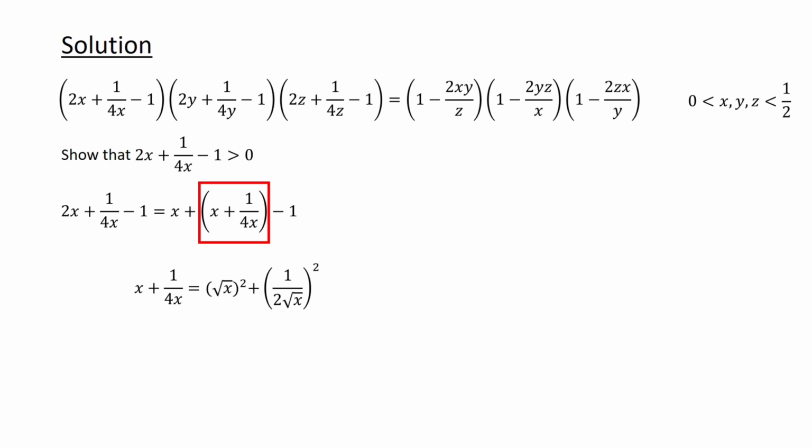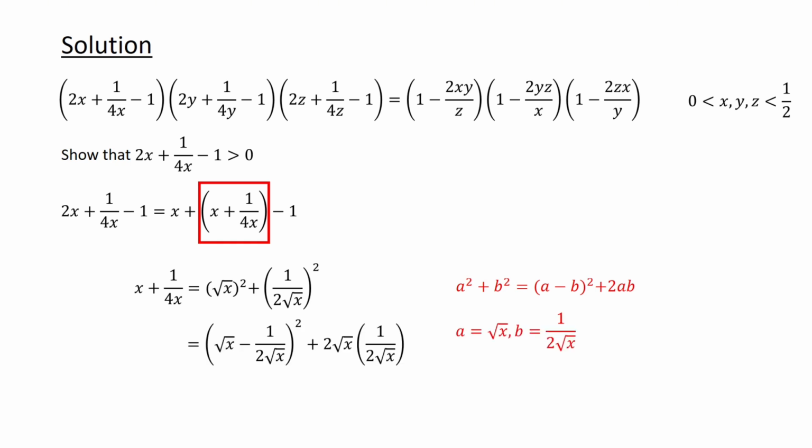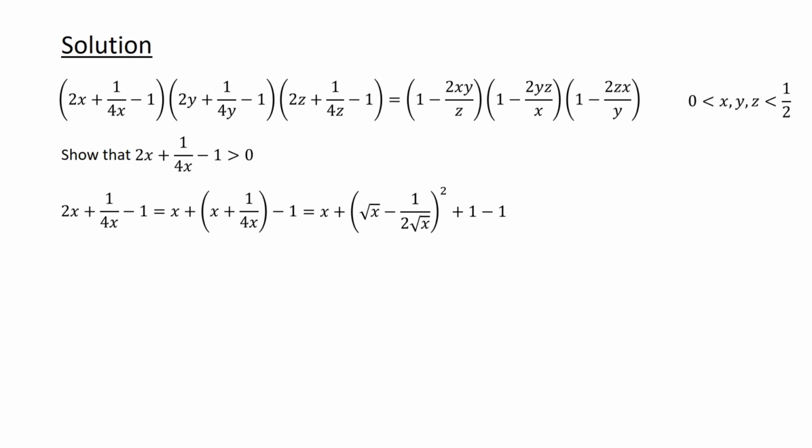We complete the square by using the identity a squared plus b squared equals (a minus b) squared plus 2ab. For our case, a equals square root of x and b equals 1 over 2 square root of x. So we get (square root of x minus 1 over 2 square root of x) squared plus 1. Inserting it into our expression, we obtain x plus (square root of x minus 1 over 2 square root of x) squared, which is greater than or equal to x, which in turn is greater than 0. Thus, we have shown that 2x + 1/(4x) - 1 is greater than 0.